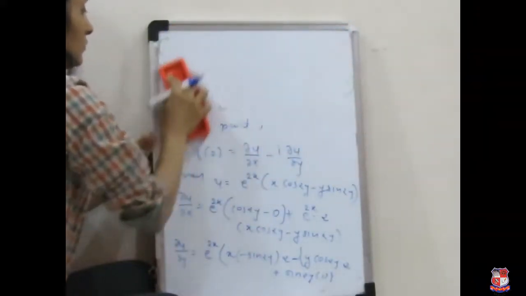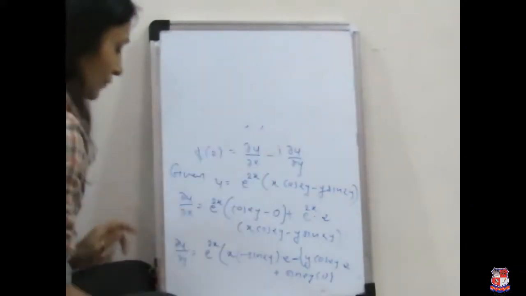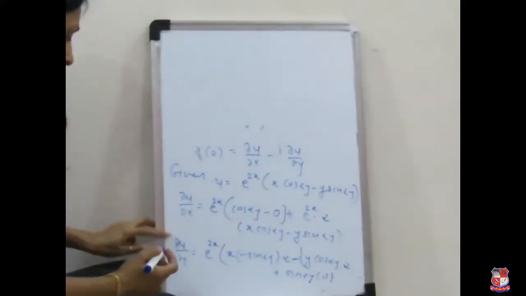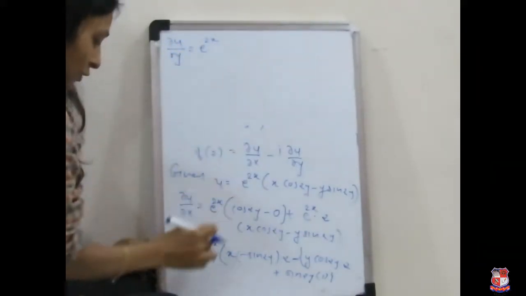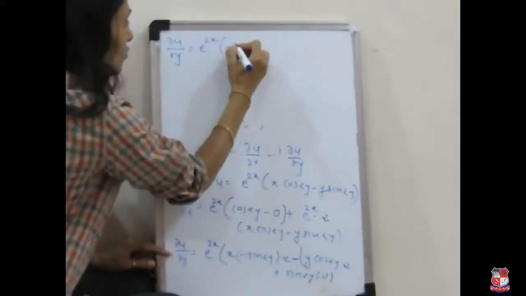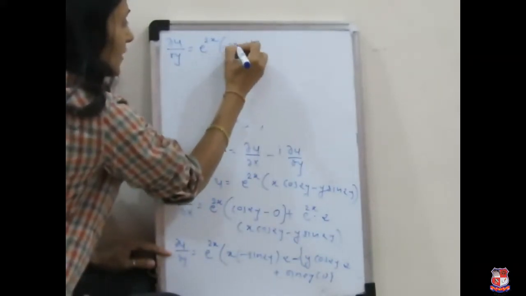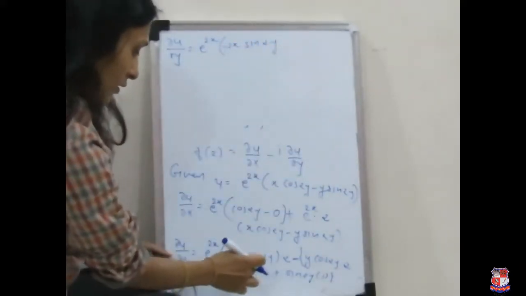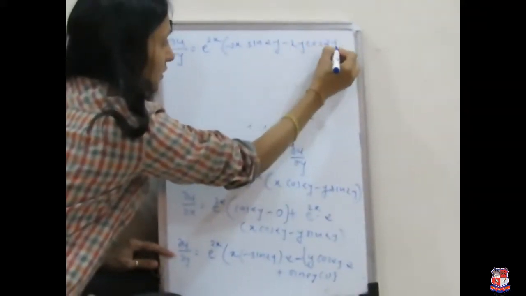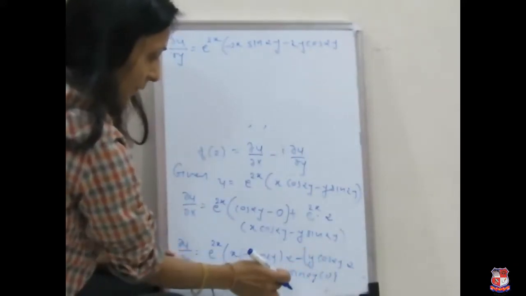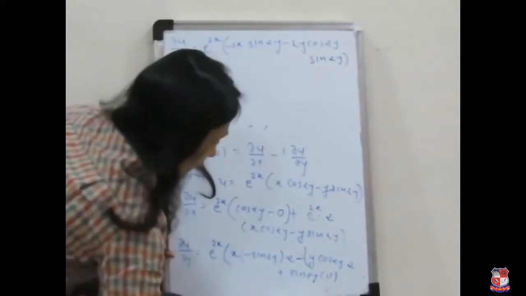Now we modify this equation. Del u by del y is equal to e raised to 2x (minus x sin 2y into 2, that is minus 2x sin 2y, minus 2y cos 2y). Opening this bracket, that is plus, minus minus minus sin 2y. This is our del u by del y.